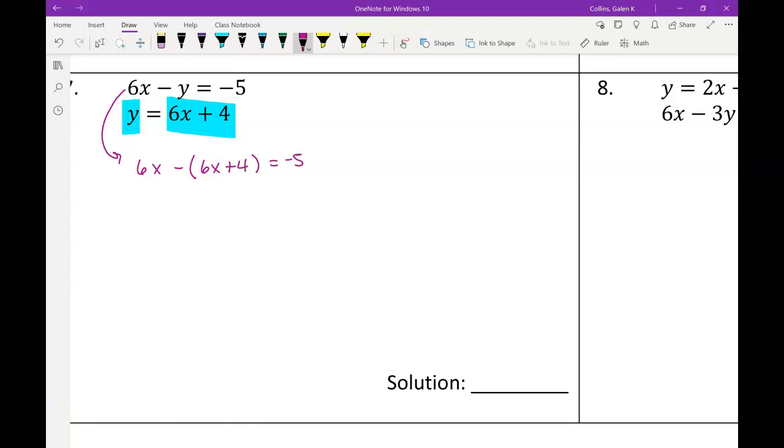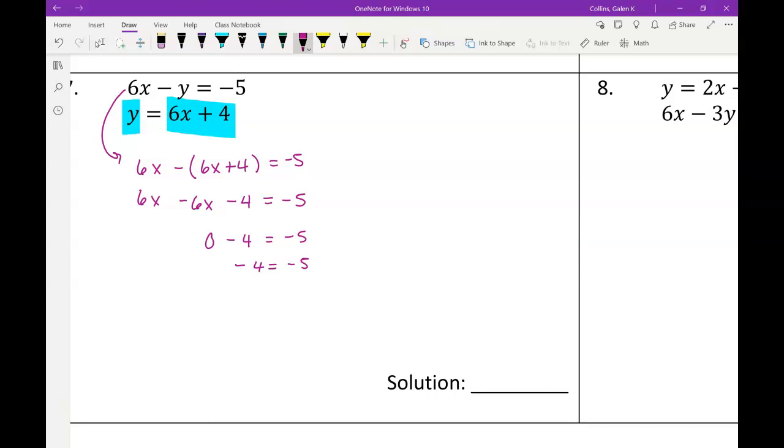Now I do have to mind my parentheses because I have subtraction before them. I could think of there as being like plus a negative 1 there. So I do need to distribute that negative to eliminate my parentheses. So that is going to make a negative 6x and a negative 4. All right, so now as we're solving, as we combine our like terms, 6x minus 6x, those things undo each other. I get 0x. So I get 0 minus 4 equals negative 5. And that's the same as saying negative 4 equals negative 5.